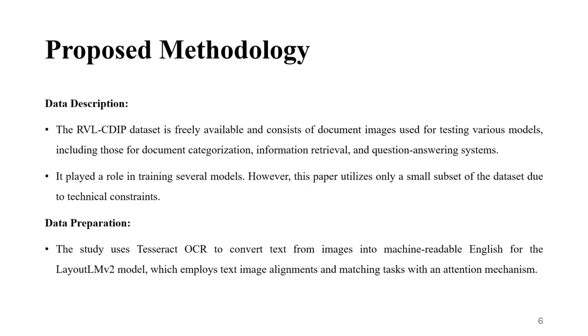And for the data preparation, text from the images is converted into machine readable English using Tesseract OCR in the research for the layout language model version 2, which incorporates text, image, alignments, and matching jobs with an attention mechanism.